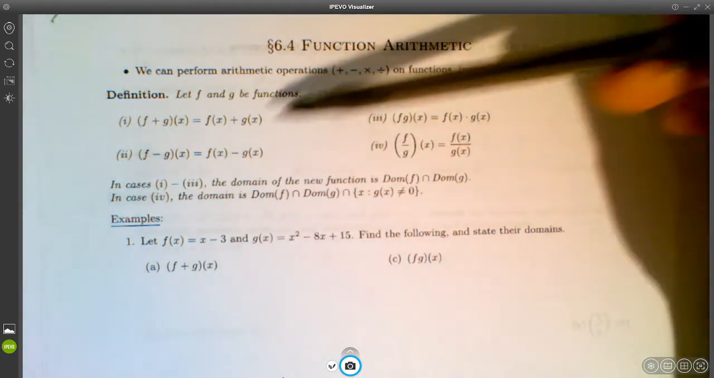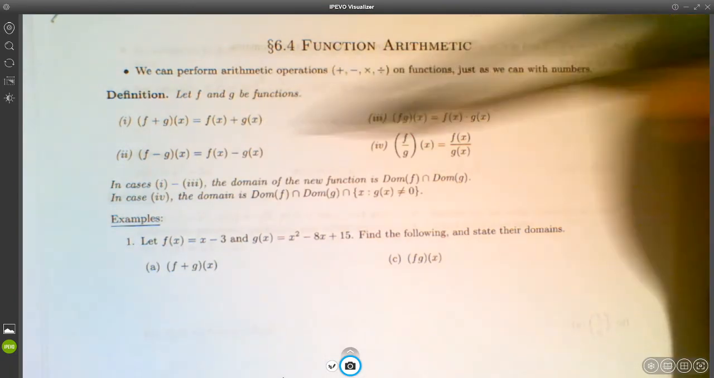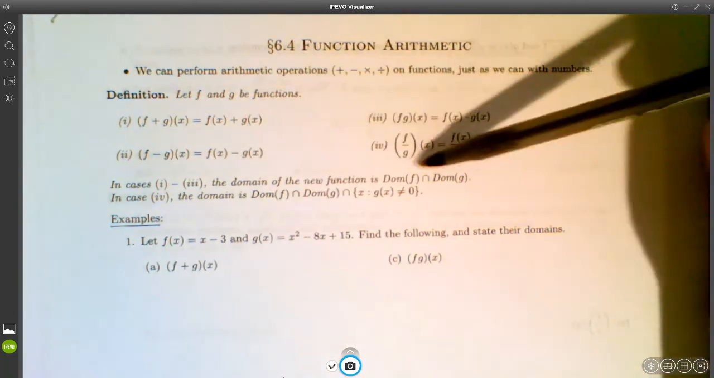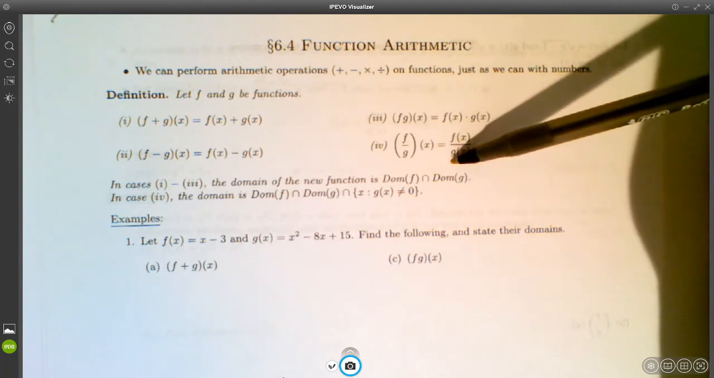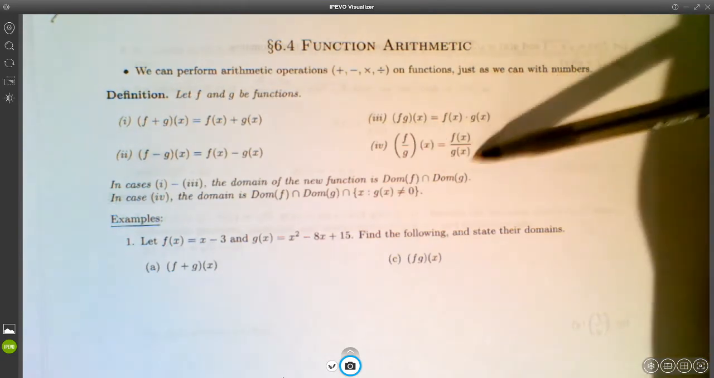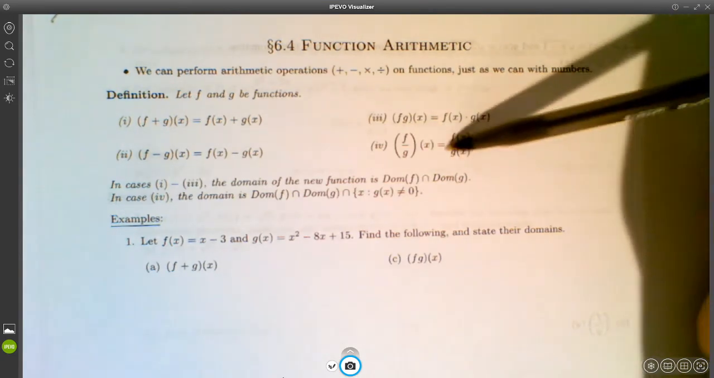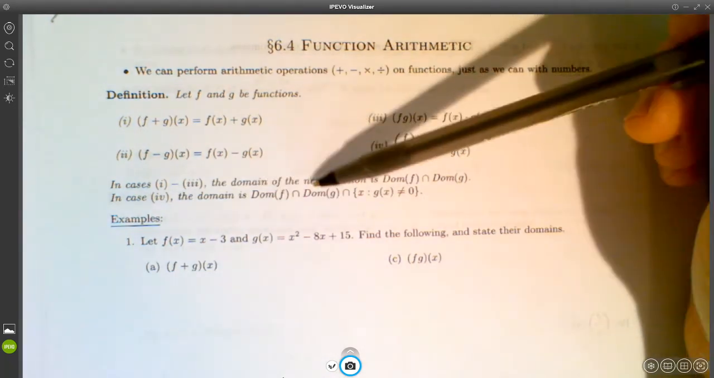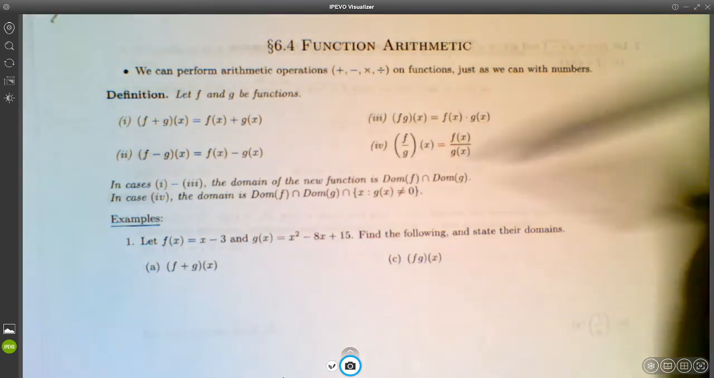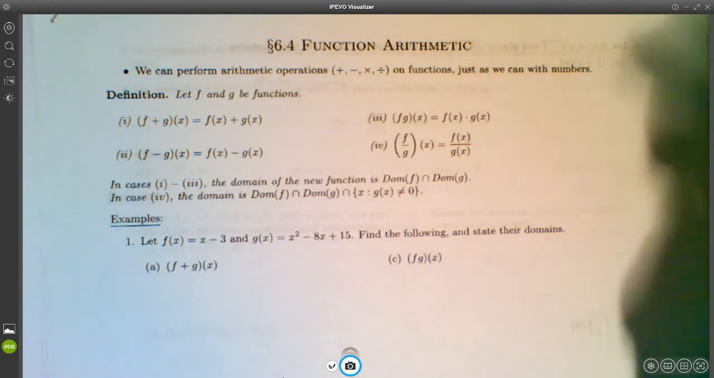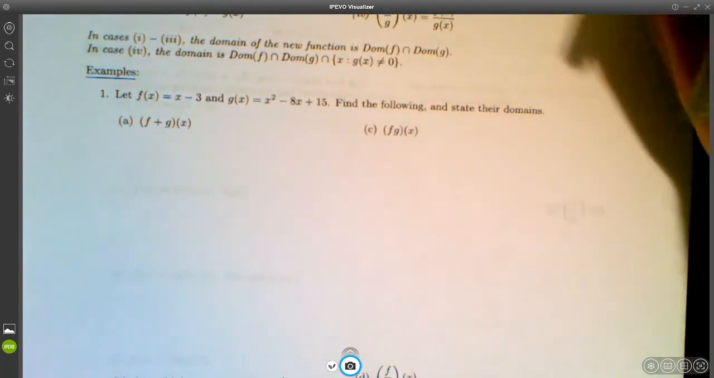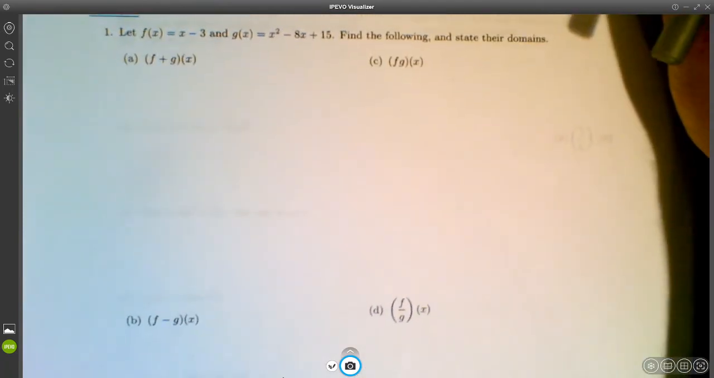In each of these cases, the domain of the resultant function, either the sum or the product or the quotient, is the domain of f intersected with the domain of g. That's for cases 1 through 3. In case 4, we have an additional restriction where g of x is not allowed to be 0. So the domain is the domain of f intersected with the domain of g, intersected with the set of all x such that the denominator is not 0. Okay, so let's practice doing some function arithmetic and stating the domains of the resultant function.